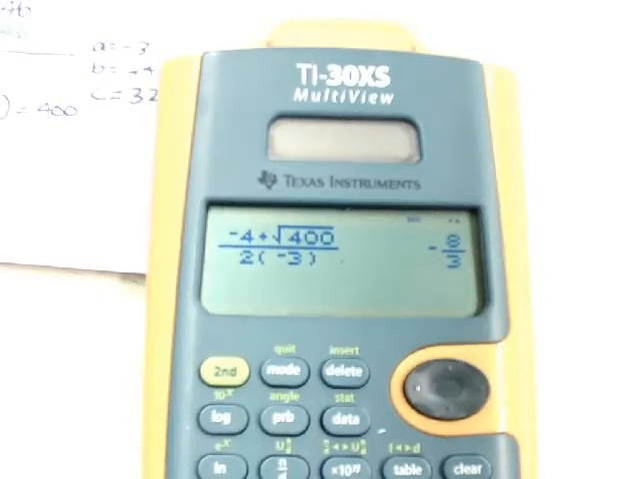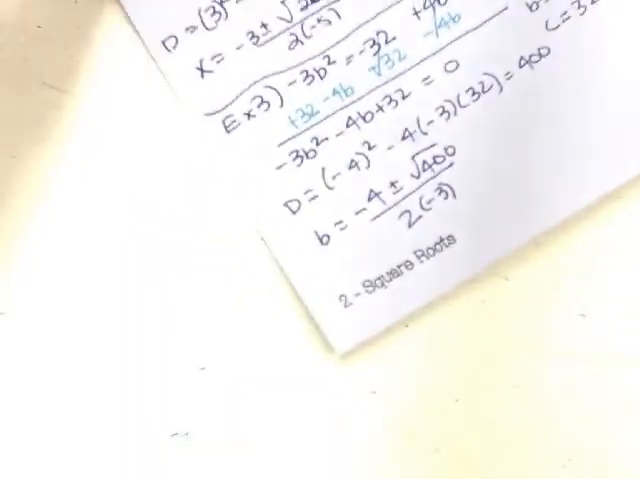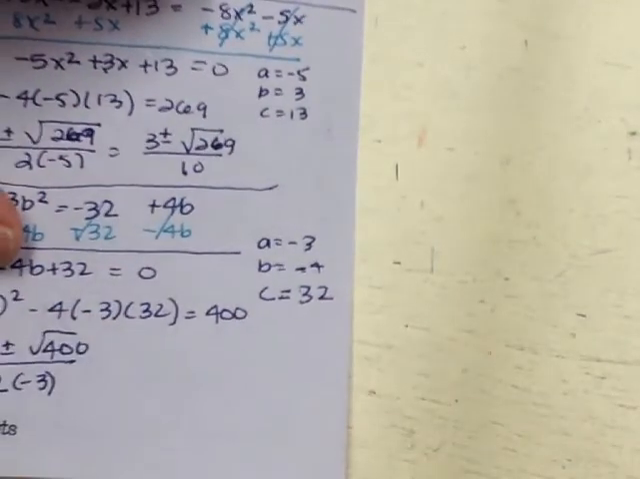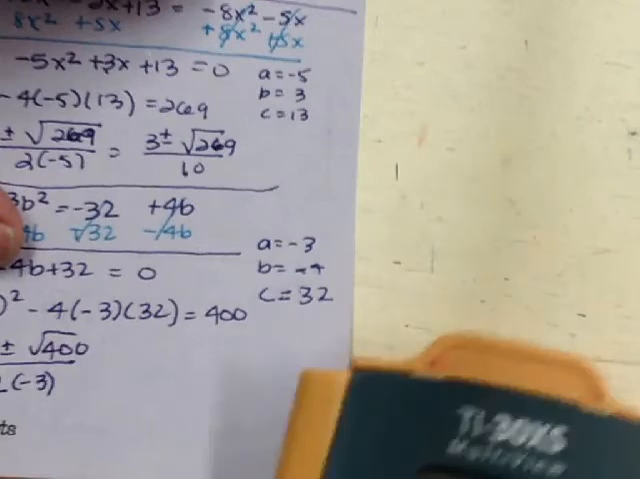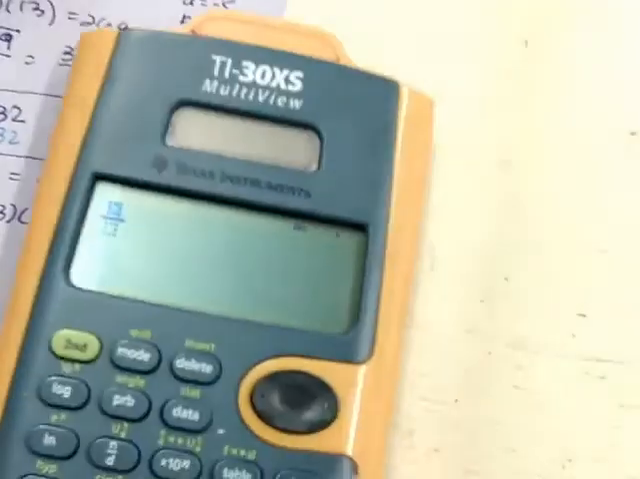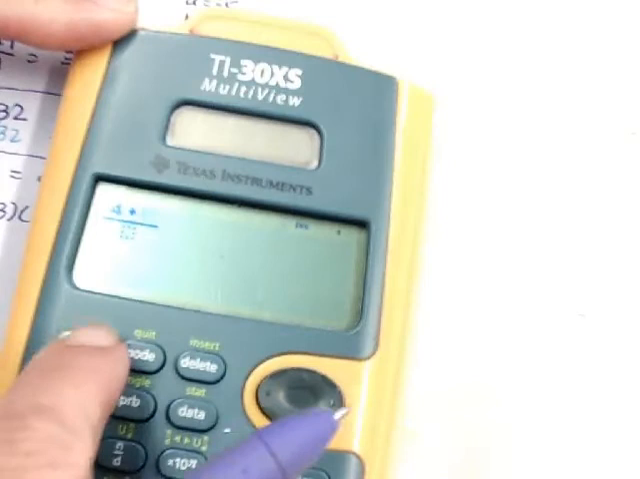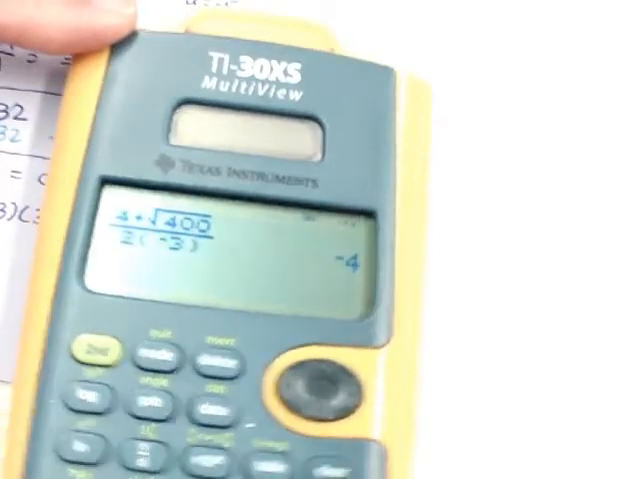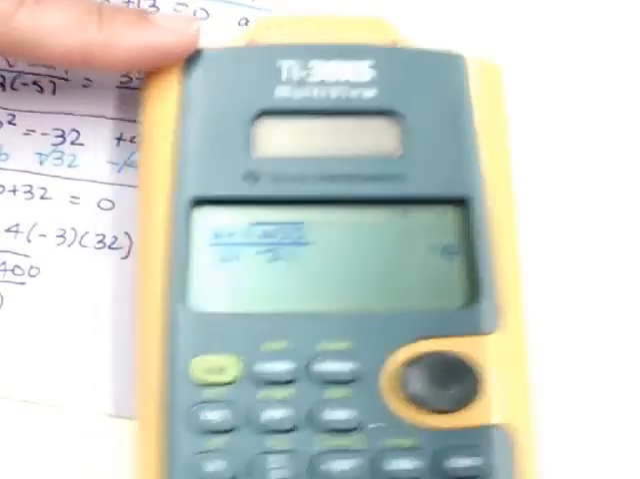Did I do that right? No, I did not do that right. The opposite of b, that should have been a positive. So let me go back in here. Oh, I hit the wrong thing. Oh my great day in the morning. I'll just retype it. So it's 4 plus the square root of 400 over 2 times negative 3, and I got negative 4. Okay.